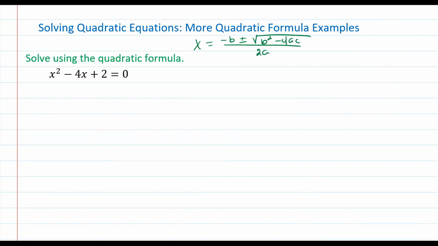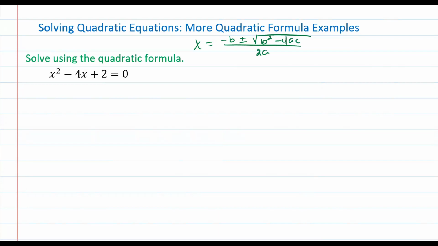So we have a quadratic equation of x squared minus 4x plus 2 equal to 0. The first thing is we notice that it's equal to 0. So there's no simplifying, there's no moving parts around or terms around. So it's exactly in the form that we want it to be.